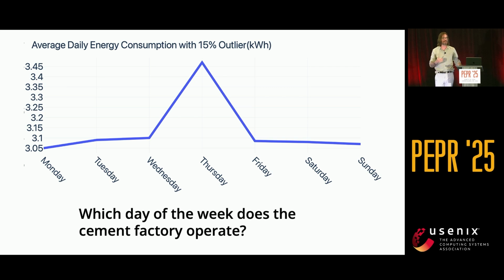And not only that, but you can back out the actual energy consumption of that factory pretty easily because you have a baseline the other days of the week. That's a catastrophic failure in this space. That's exactly what anonymization is meant to protect for these data.